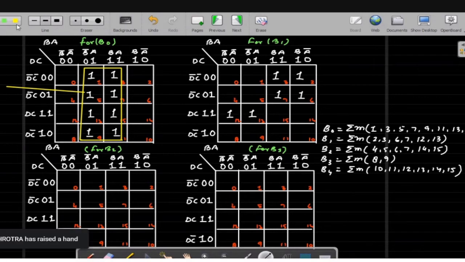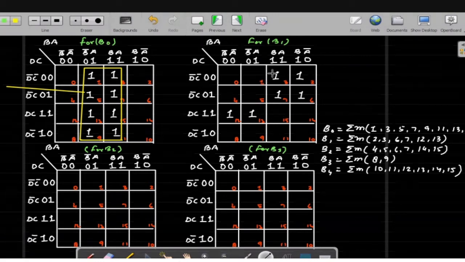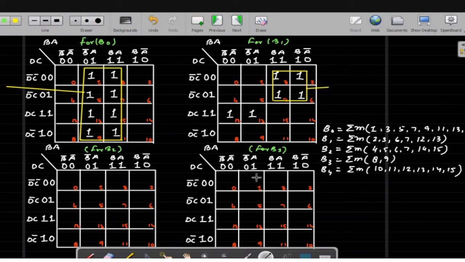Okay. So tell me what kind of grouping we can make. One pair and one quad. Excellent. So this is one quad, and if you solve this quad, what will you get? D bar B. This is your D bar and B. And you also have one pair here.